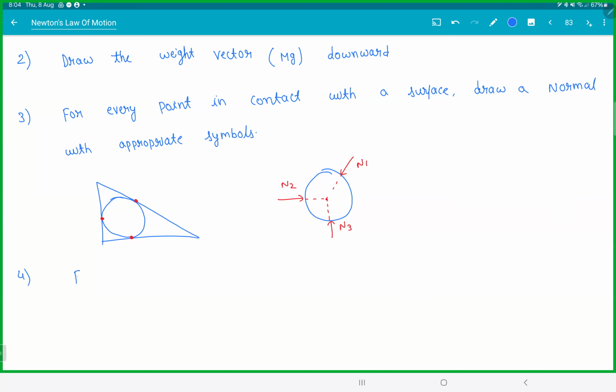For every string, spring, and rod, draw tension and spring forces. So if there are 4 strings connected, put 4 tensions. If there are 2 springs, then put spring forces. Spring forces we will see in more detail later on, but for now, that's it. Those are the steps for an FBD. Have a look at them.